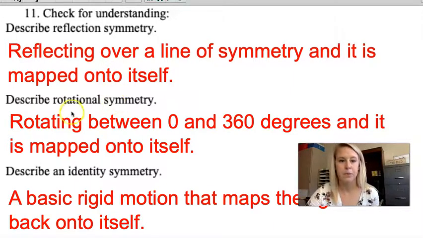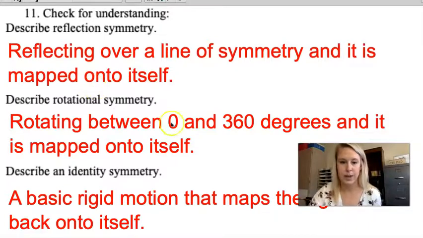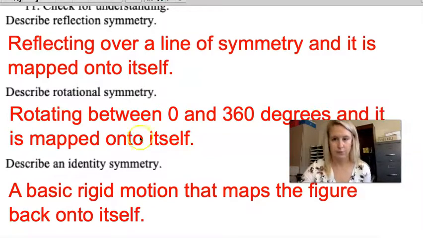Okay. Rotational symmetry is when you rotate it between 0 and 360 and it is mapped onto itself. So again, symmetry is when it is mapped onto itself. And then rotational symmetry has to be bigger than 0 but less than 360, so any numbers between that. And then the identity symmetry is the 360 one. It's the one rigid motion that is going to map it onto itself. Okay, so rotating anything 360 will automatically make it itself.